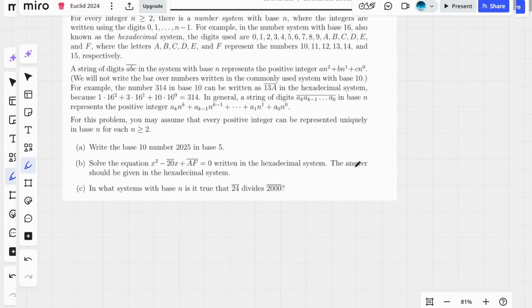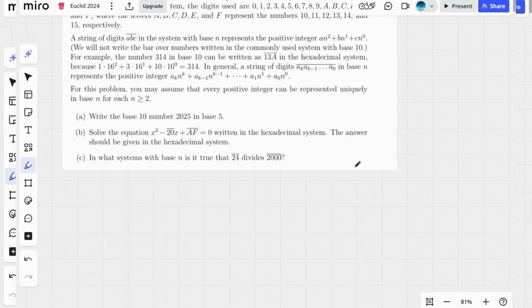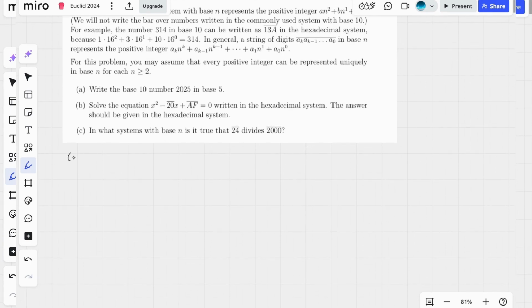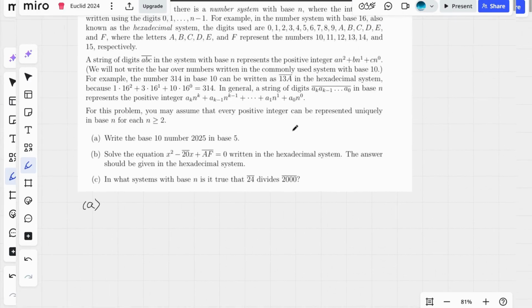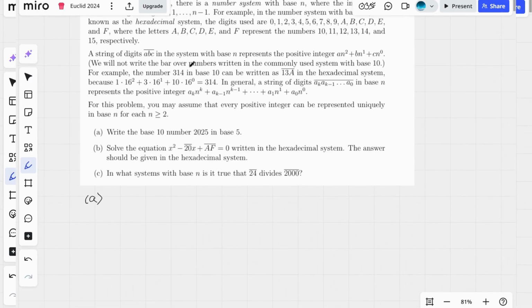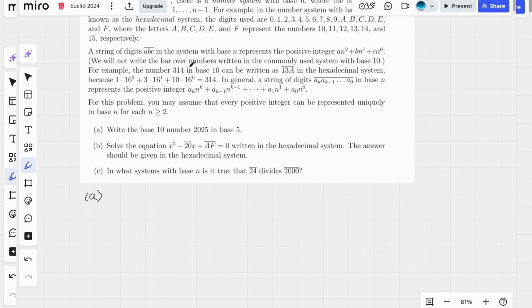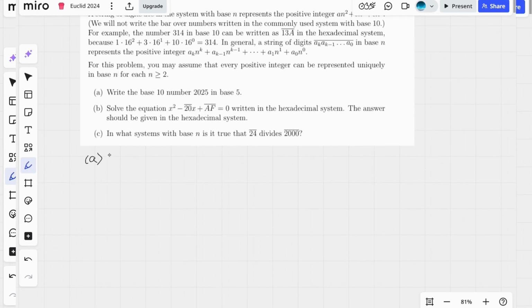So part A says write the base 10 number 2025 in base 5. To do this, we follow the instructions that they give over here. They give you the example ABC and base n is an squared plus bn plus c, right? So we can write 2025 in the same format where n is equal to 5. The biggest power of 5 that is less than 2025 would be 5 to the 4, which is 625, right?